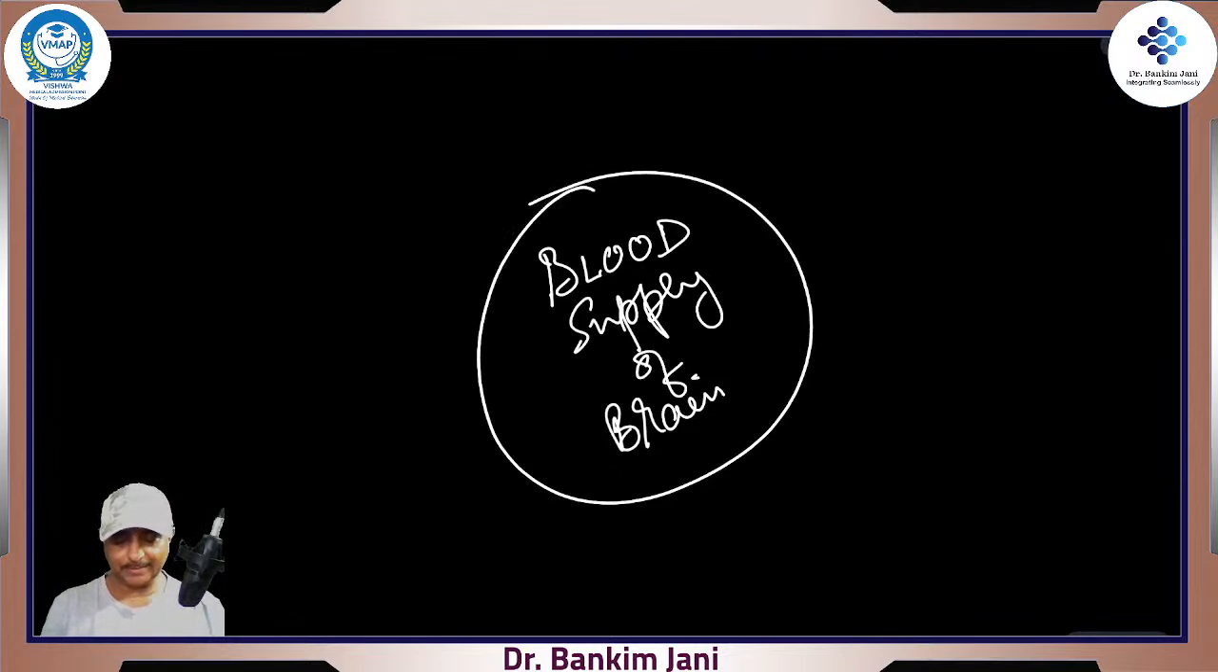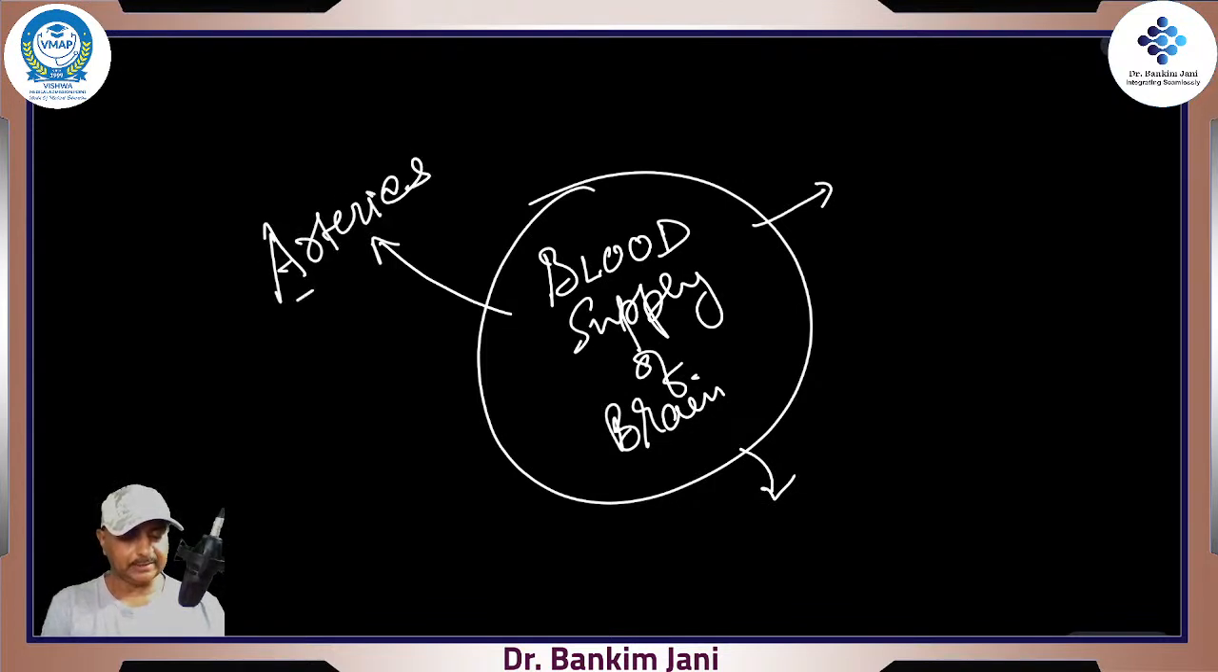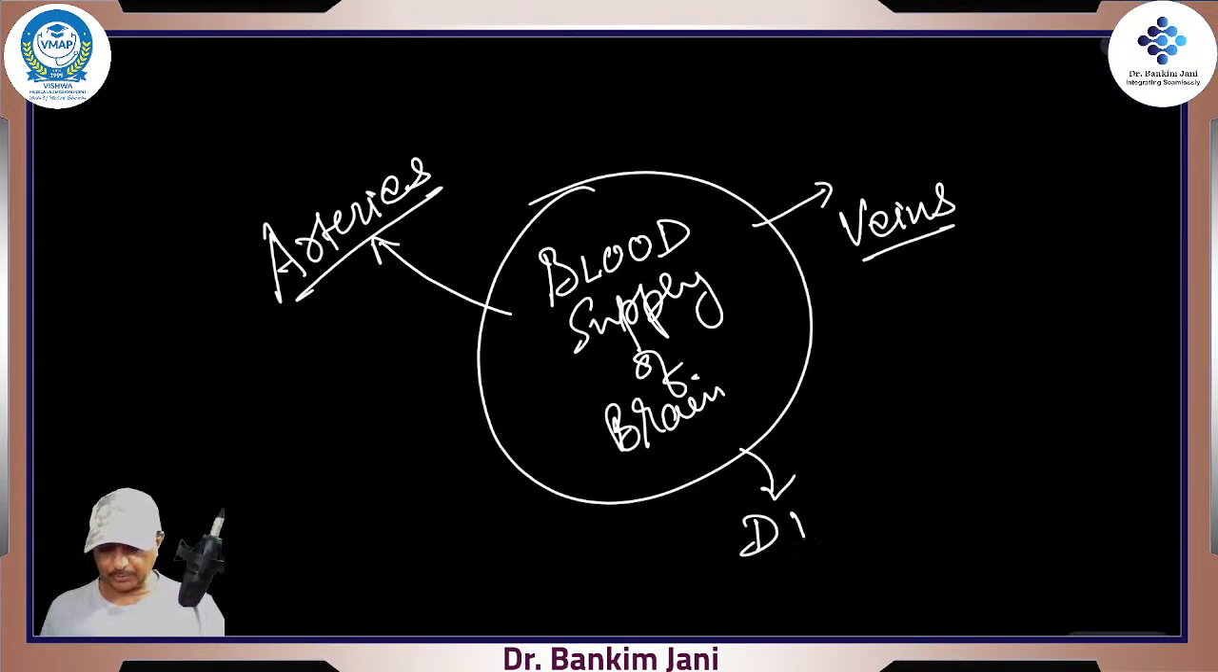Right, we'll divide it into, say, three parts. One will be when we'll be talking about the arteries. Right, that's how we shall start. Then there would be veins, in which there'll be superficial and deep veins, and then finally the dural venous sinuses.